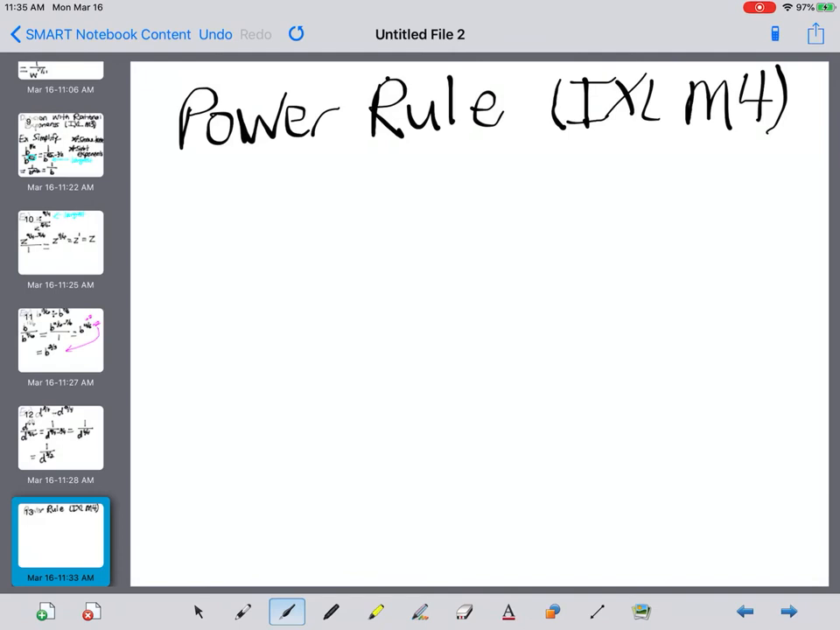And on this one we're going to be looking at the power rule, which is on IXL M4. This one actually is pretty easy after everything we've already done anyway. So our directions, I should say, are to simplify, and we're going to assume that all variables are positive.